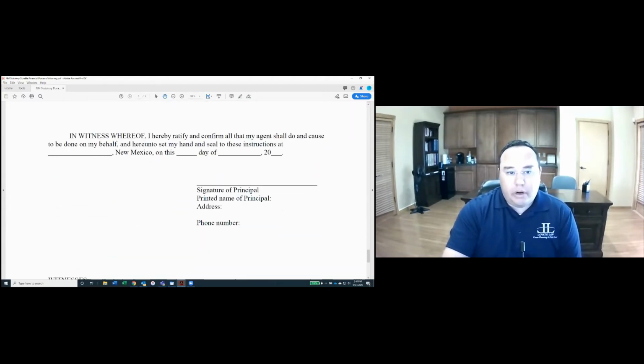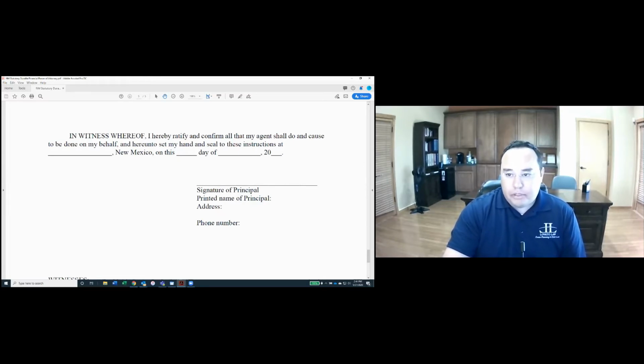So right here where it says, in witness whereof, I hereby ratify and confirm all that my agent shall do and cause to be done on my behalf, and hereunto set my hand and seal to these instructions at blank, New Mexico. So this is where you would write either the city where you're signing or the county where you're signing. It doesn't matter, either is fine. And then on this blank day, that would be the day of the month, like today is the 27th of May, you would write in the 27th day of May 2020.